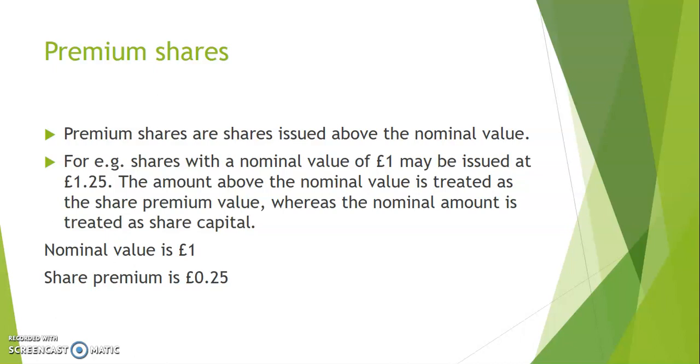So £1.25 we're selling them for. That is the selling price, but there is a split. The £1 is the nominal value, the base price, and the extra 25p is the share premium. So you could call this £1 the ordinary share value, and the 25p the share premium. That's how it will look on a company's books.